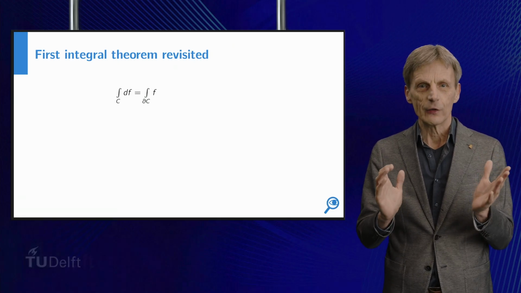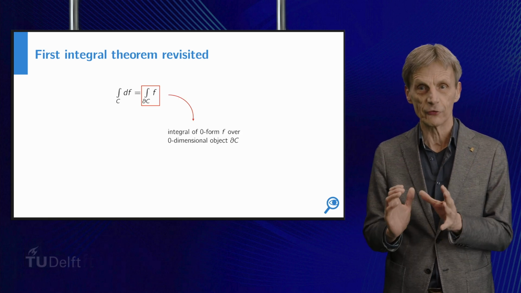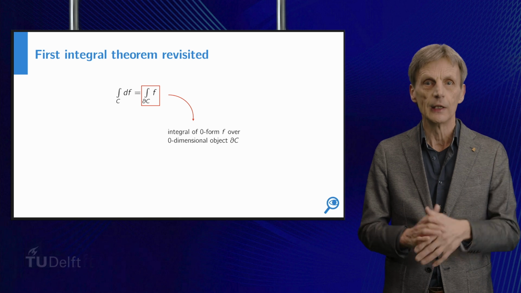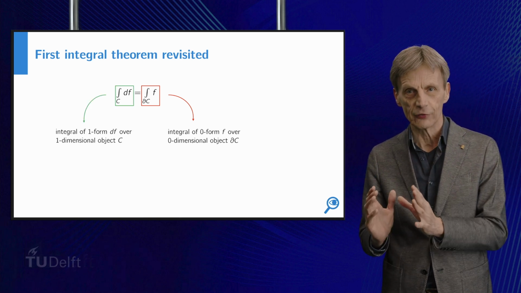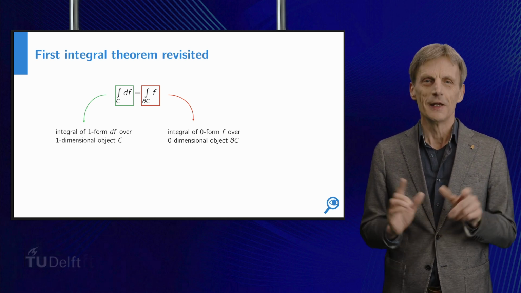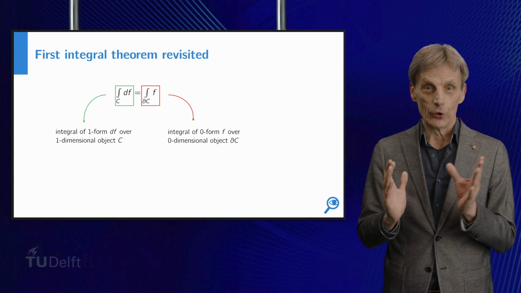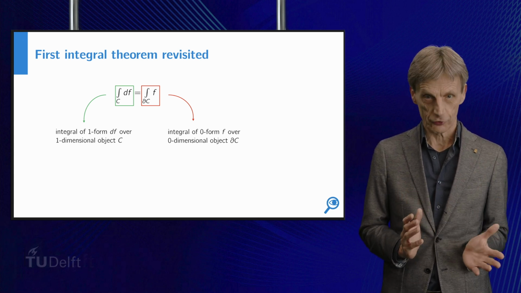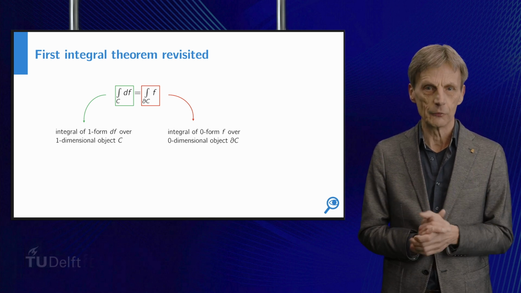On the right-hand side, we have the integral of the 0-form f over the 0-dimensional object ∂C, and on the left, we have the integral of the 1-form df over the 1-dimensional object C. Now we're getting somewhere. It turns out that the other 2 integral theorems have a similar structure. Let's re-examine the second theorem shown here.